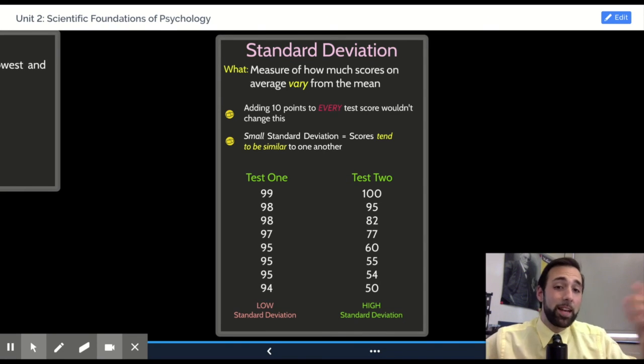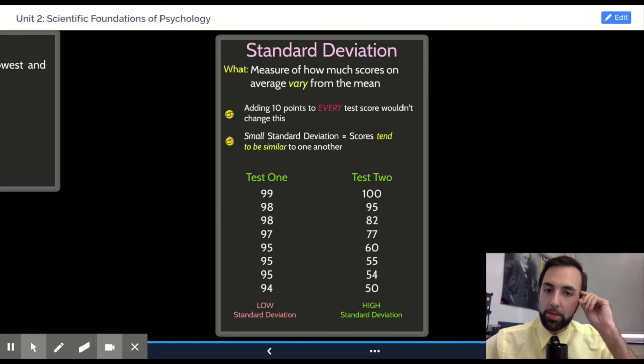Now, if I started adding 10 to specific scores, that would make this different. But if I added 10 across the board, it wouldn't affect how spread out these numbers are. It wouldn't affect the overall standard deviation. So there is a way to calculate it, of which you do not need to know. You just need to be able to look at test 1 and say, whatever it is, that's low. It must be like 1.